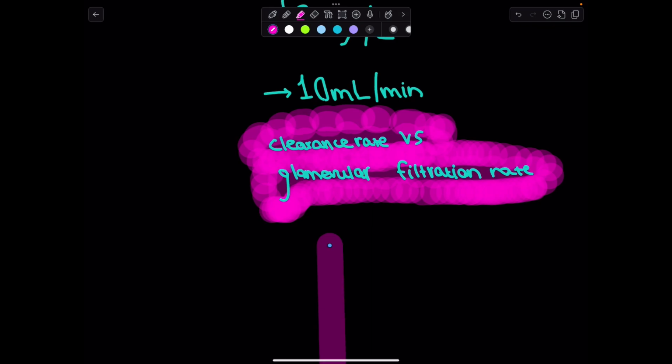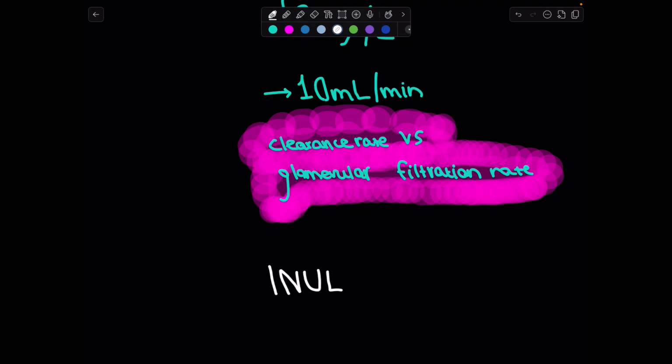No worries. Let's clarify. Clearance rate is how much plasma, ml per minute, the kidneys completely clear of a substance, accounting for filtration at the glomerulus plus any tubular secretion, adding to excretion, or reabsorption, reducing excretion. While GFR is just how much plasma, ml per minute, gets filtered at the glomerulus.